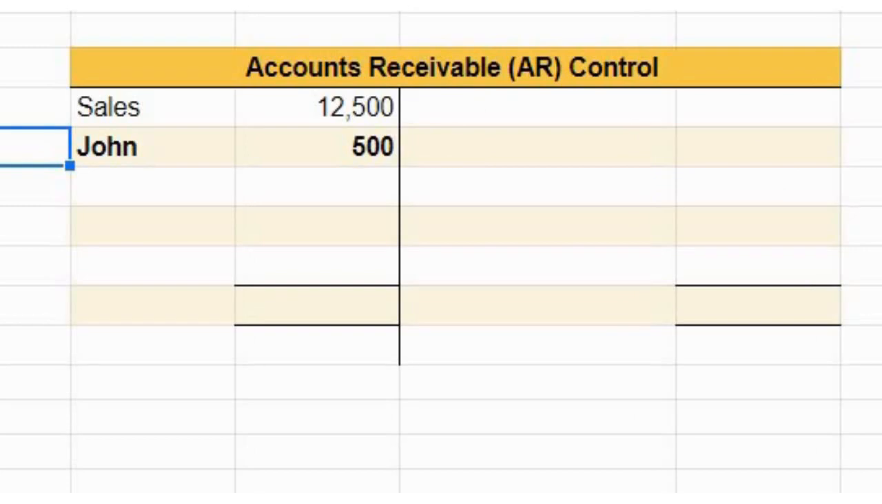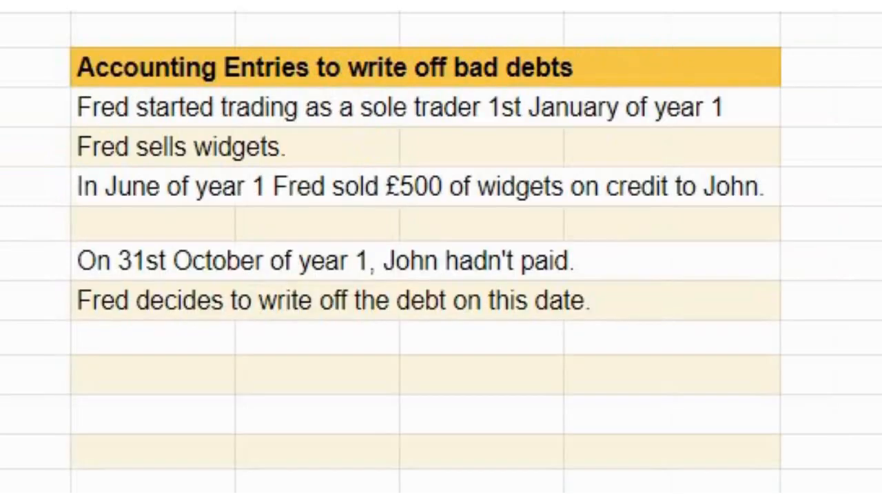Of course you wouldn't see John, you just see the total sales figure, but obviously for this example we can see the £500 from John. Or rather, we can see the £500 that is receivable from John. And if we go back to the example, we can see that on the 31st of October of year 1, John hadn't paid that £500. And so Fred decides to write off the debt on this date, the 31st of October.